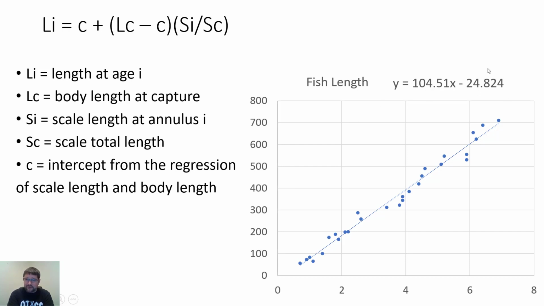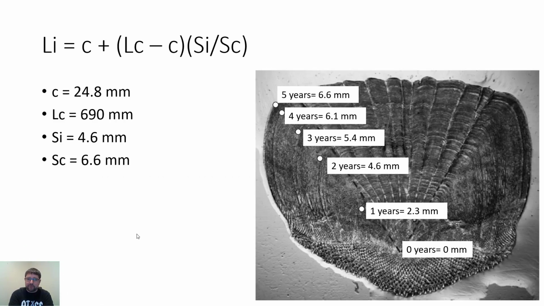That's my C. Okay, 24.824 is C, or the intercept. So at age 0, the fish is hatched already having a size of 24.8. I can utilize that. So 24.8 millimeters. Now plug it into the equation.